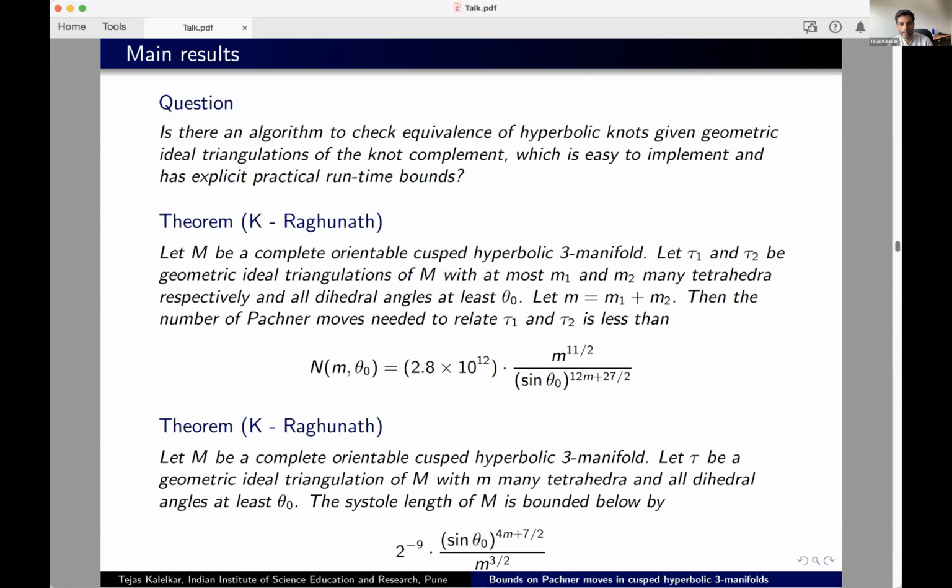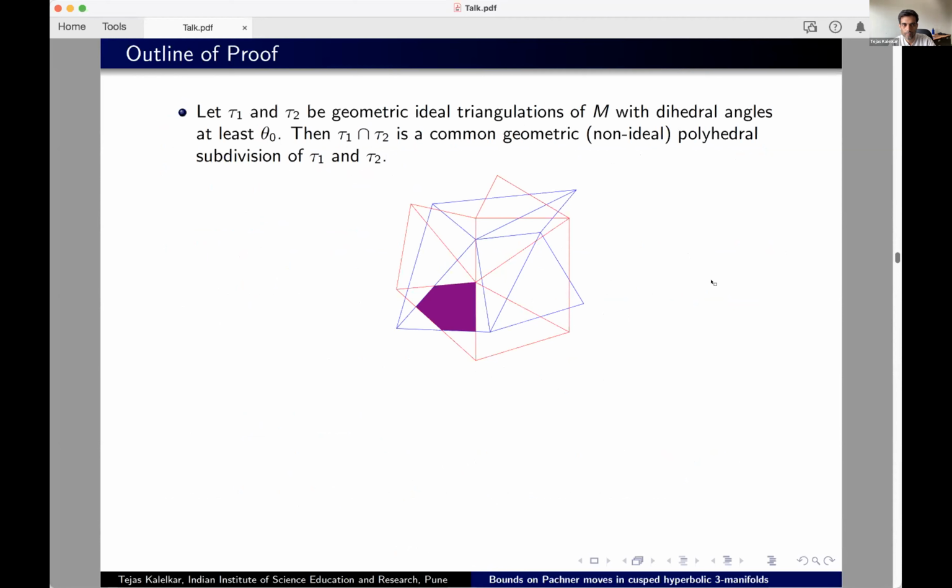So in the remaining maybe 10 minutes, I'll talk a little about what the main ideas are which are involved in the proof of the first theorem. How do we get this bound on the number of Pachner moves needed to go from one geometric ideal triangulation to the other one? So to start with, we have two geometric ideal triangulations, tau1 and tau2.